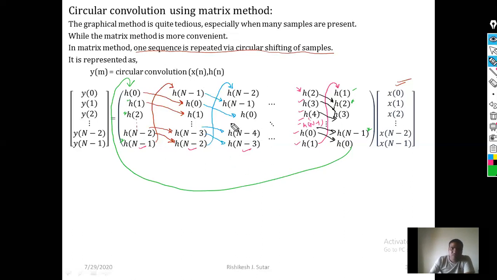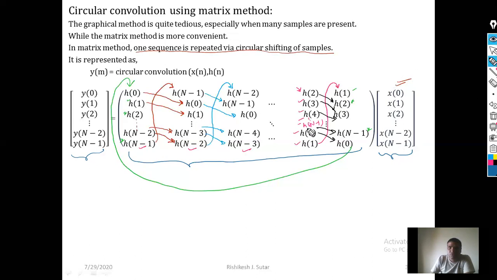Okay. Once I have got this, once I have circularly shifted this h of n, then I can do the simple matrix multiplication. If I do the matrix multiplication of this circularly shifted h of n and this x of n, then I will get y of m, that is the circular convolution of x of n and h of n. Okay, so let us go further now.